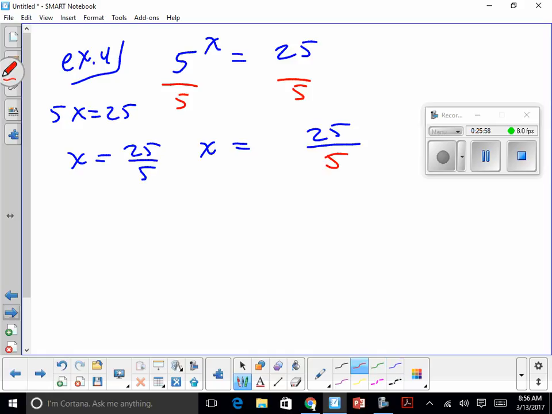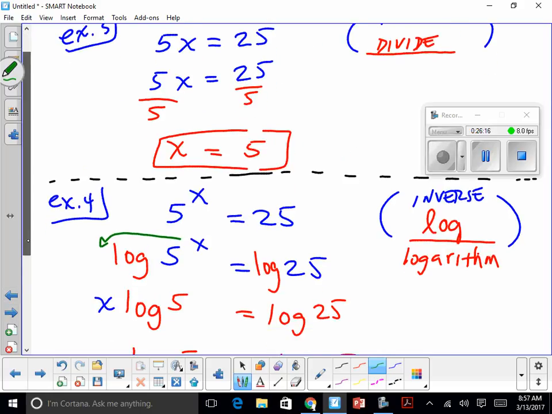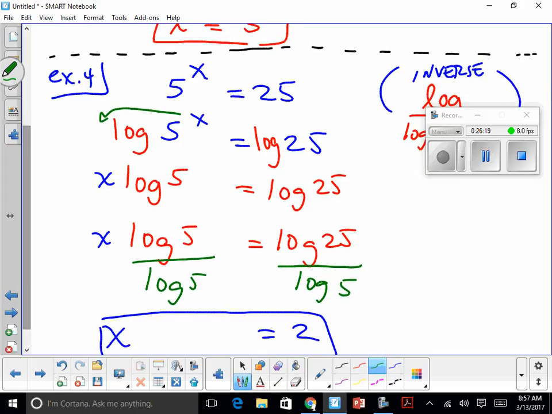So what's the shortcut? Here's the super long version, and here's all the stuff you're supposed to do. Step 1, you write log, and the x comes down. Step 2 divides this big log 5 under the log 25. But notice how the problem ends. The problem ends with x equals the number that was over here divided by the number that was over here. The only difference is that the word log is in front of them.